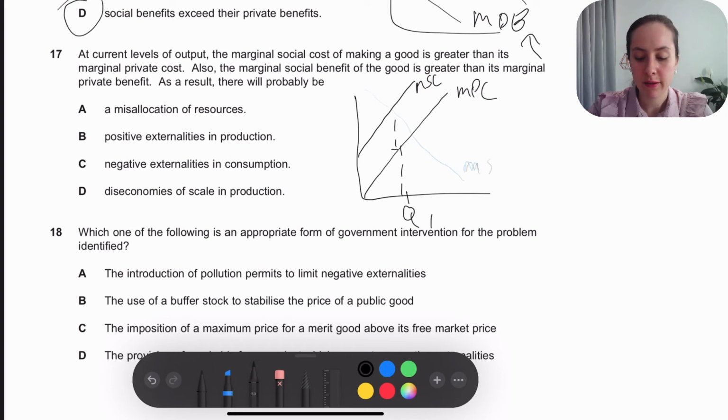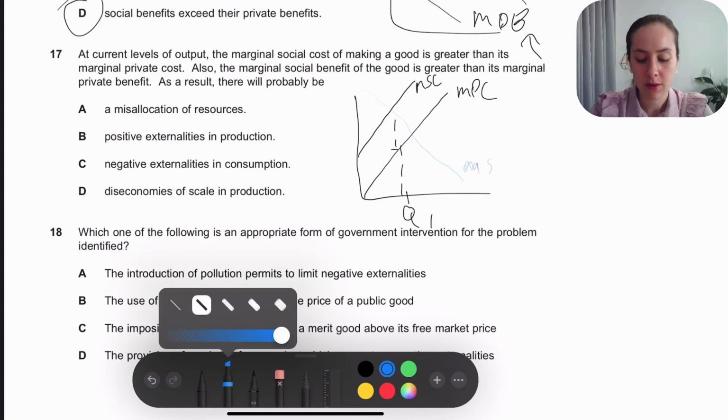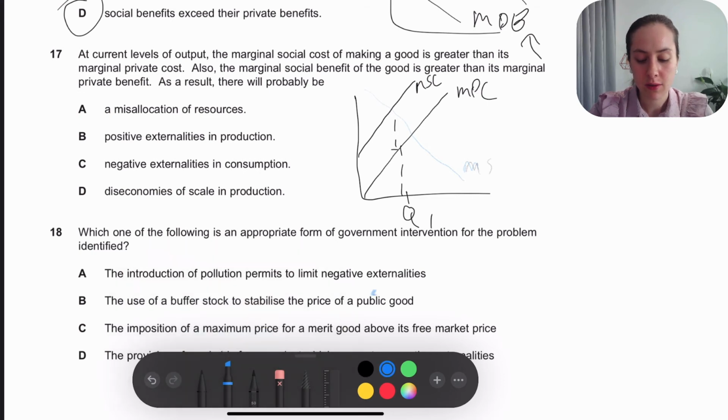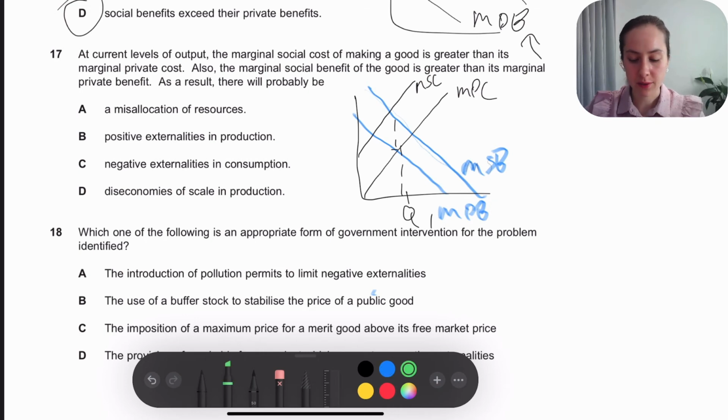The social benefit. Okay, there's something pretty interesting. MSB is here and MPB is down there. Okay, so what's going to happen?